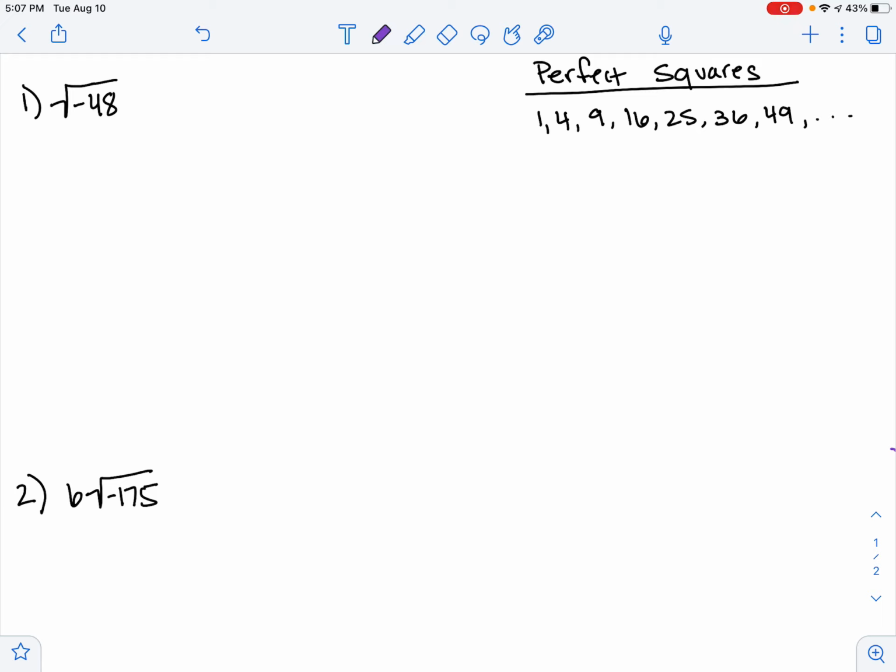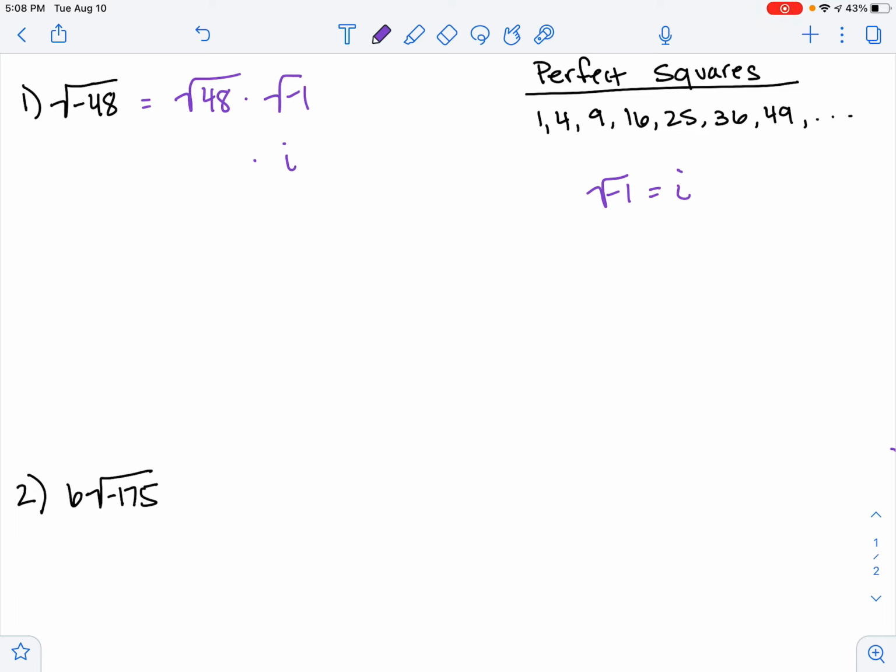On example 1, I have the square root of negative 48. And the first thing I'm going to do is break this up into the square root of 48 times the square root of negative 1. The reason I'm doing this is because I know that the square root of negative 1 is the number i. So that part of this problem, we already know. This is an imaginary number because it has that negative in the radicand, and so i is going to be a part of my number.